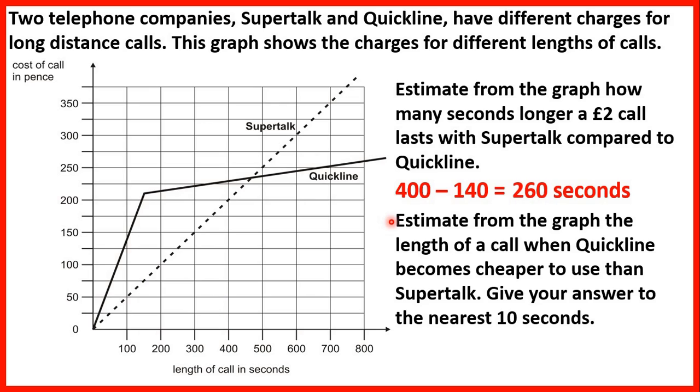Now estimate from the graph the length of a call when Quickline becomes cheaper to use than Supertalk. Give your answer to the nearest 10 seconds. So we can see that Quickline is more expensive up until this point here, because from this point onwards, Supertalk becomes more expensive. So this point here is about 470 seconds, because though it's between 400 and 500 seconds, it's slightly closer to 500 than it is to 400. So I would estimate 470 seconds.